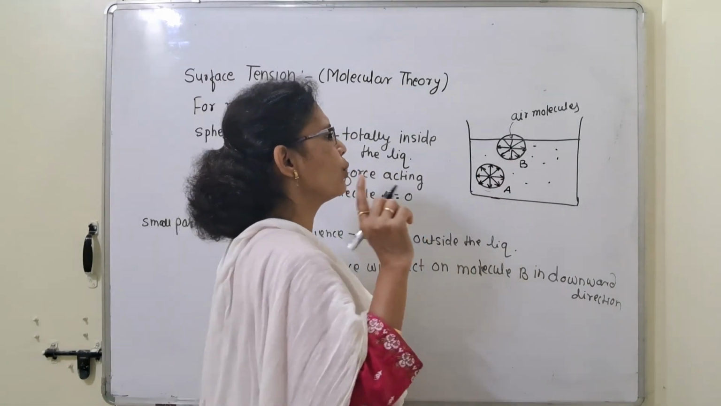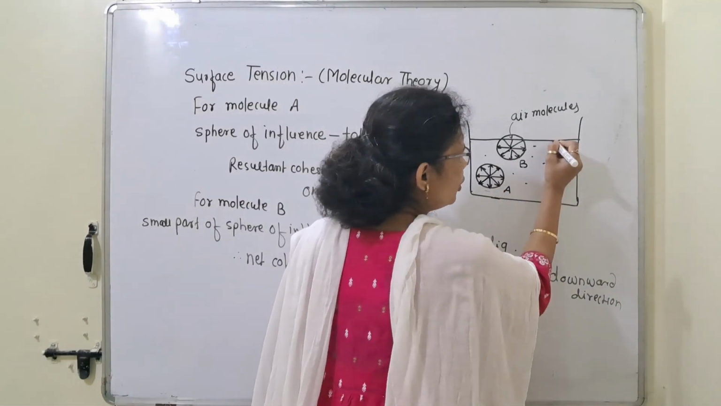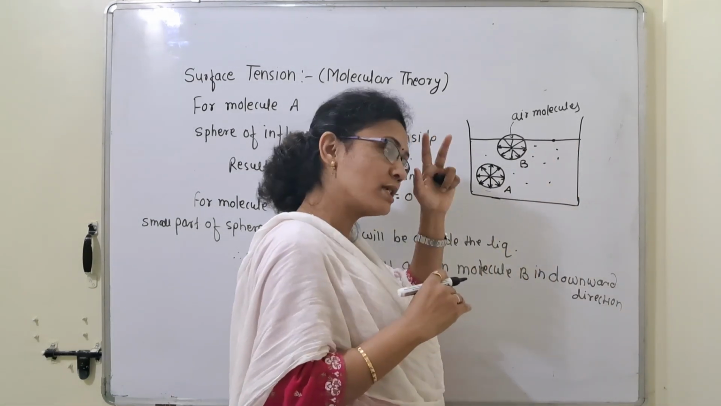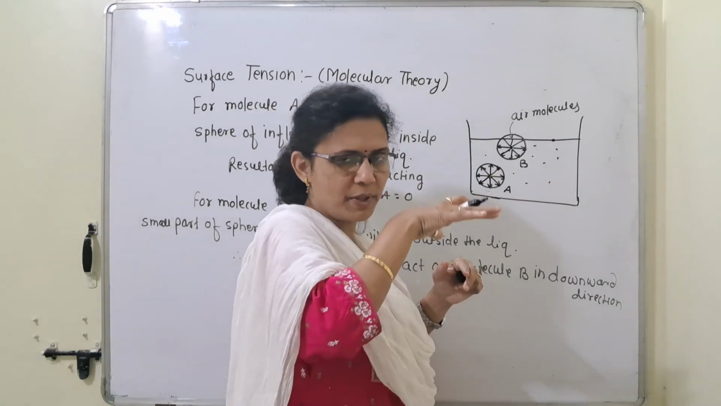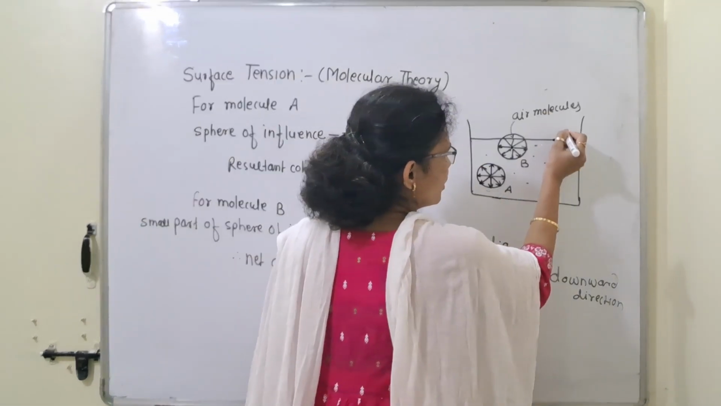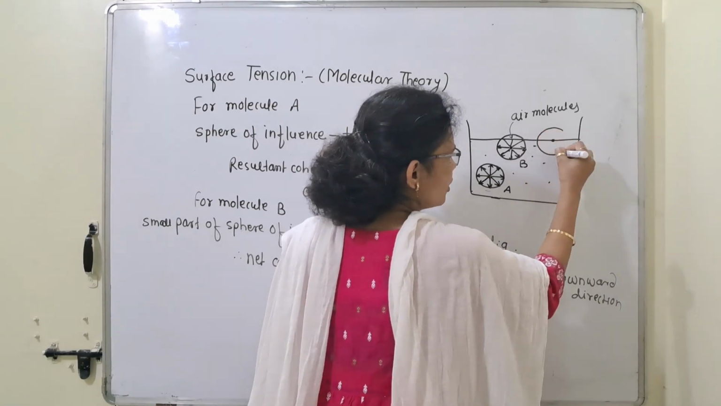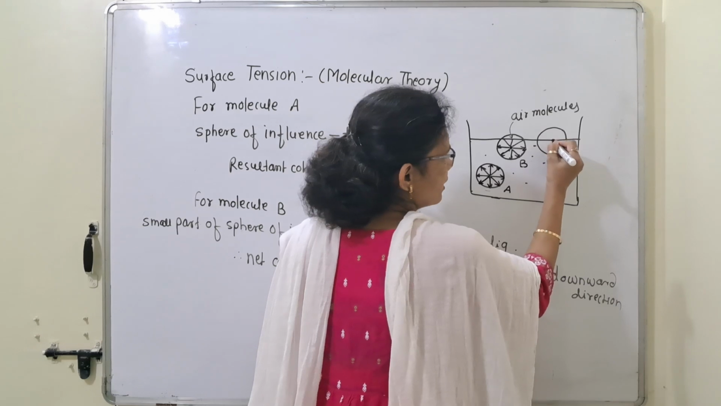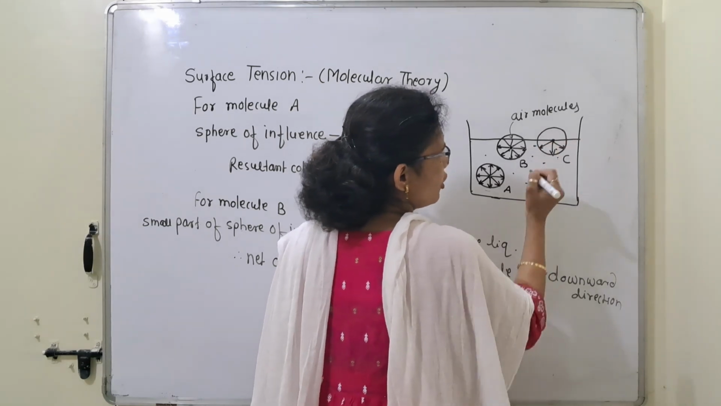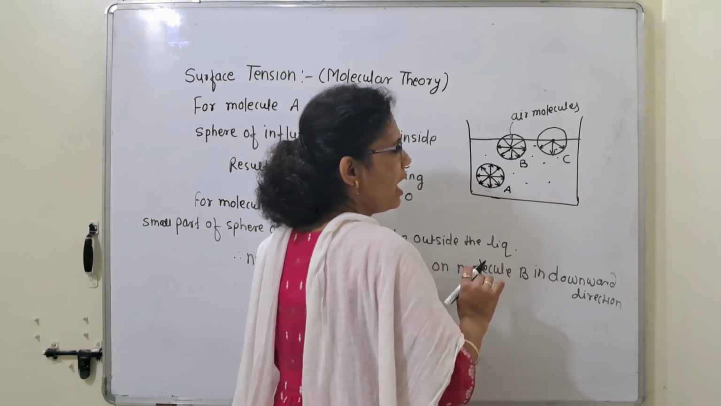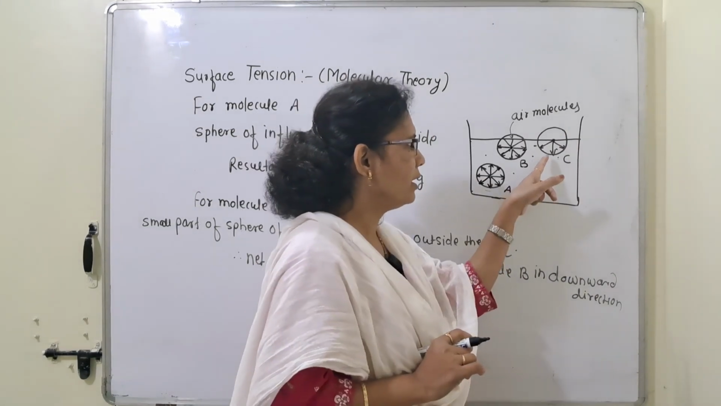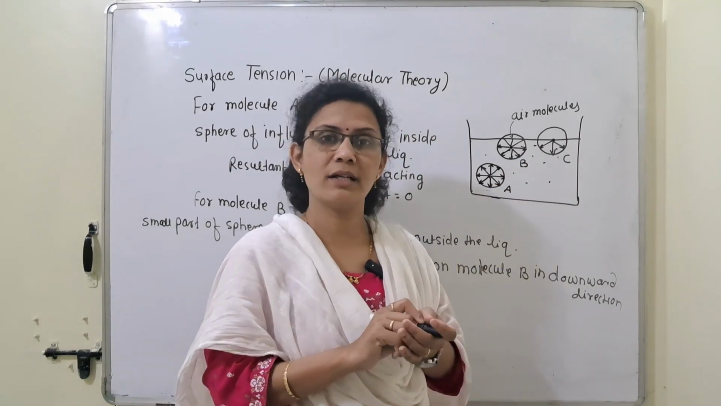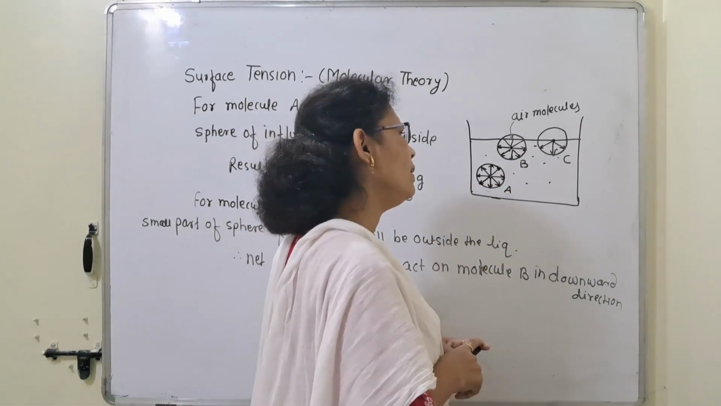Now we will consider molecule C. That molecule C has half sphere of influence outside the liquid and half sphere of influence inside the liquid. So this will be the sphere of influence. This molecule is C, and here half part of sphere of influence will be outside the liquid and half part will be inside the liquid. Now in this case, what will be the resultant or net force acting on molecule C?